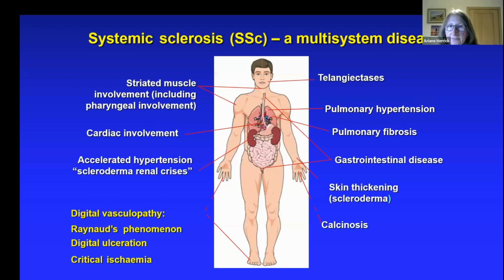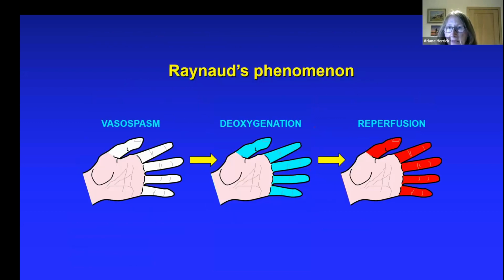Next slide. So most of you will know that systemic sclerosis is a multi-system connective tissue disease with various manifestations shown here, but we're focusing today on the digital vasculopathy, and that means a spectrum of disease: Raynaud's phenomenon, digital ulceration already mentioned, also critical ischemia, which I shan't mention further, which is a rare but important clinical part of the spectrum. Next slide, please. Many of you will know that Raynaud's phenomenon is color change of the fingers on cold exposure or emotional stress.